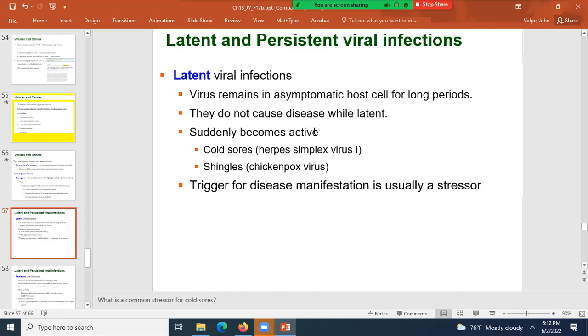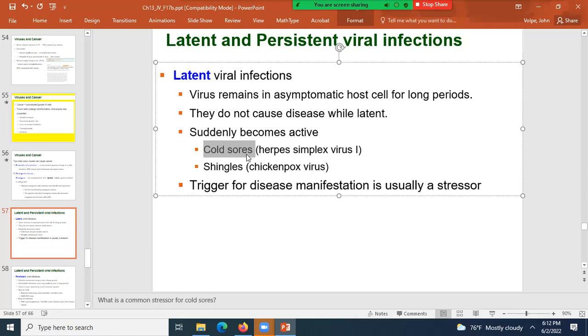This happens with herpes simplex virus 1. When an individual has a cold sore, the virus is actively replicating, and it's going through the budding life cycle at this time. And then after the cold sore goes away, the virus stops replicating, leaves the budding life cycle, and enters the latent life cycle, where the virus is just sitting around in the cell in latency.